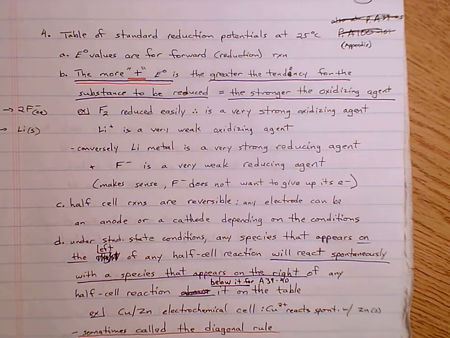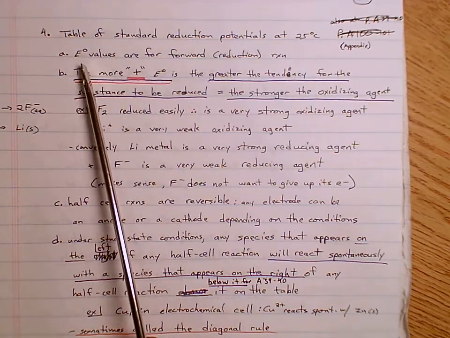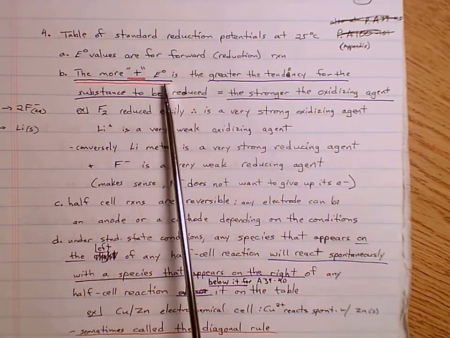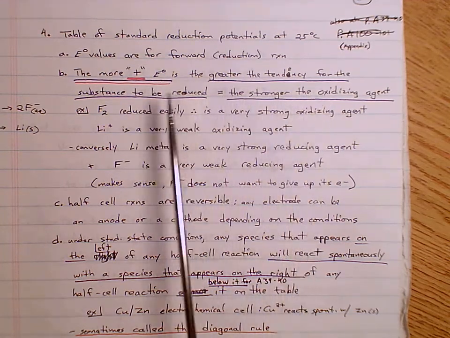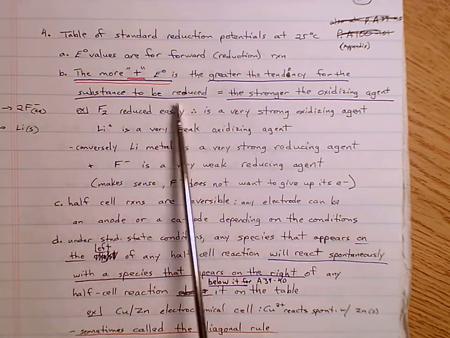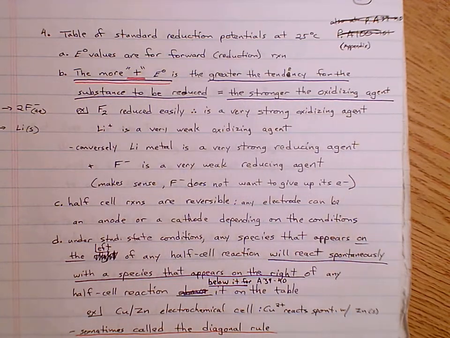All right, we're going to look at the table of standard reduction potentials. I'm going to go through this real quick, but then we're going to start examining the table itself and looking at all of these points. So just real quickly, when we look at this table, the E naught values are all for reduction reactions. The more positive the E naught, the more positive the half reaction potential, the greater its tendency for the substance to be reduced. The more it wants to be reduced, the more it wants to gain electrons, the more it wants to take electrons from something else, means the stronger it is at oxidizing something else.